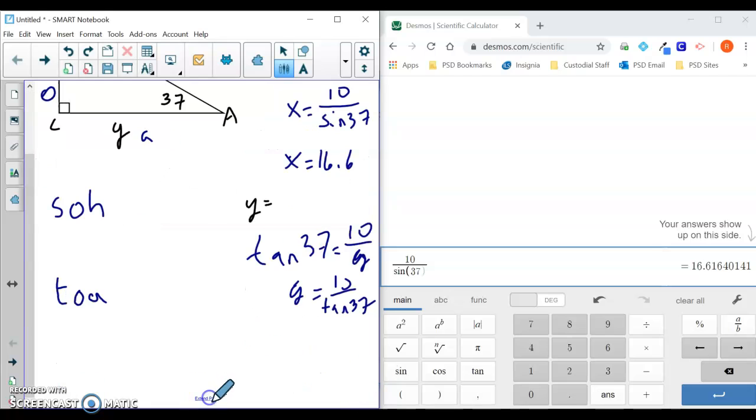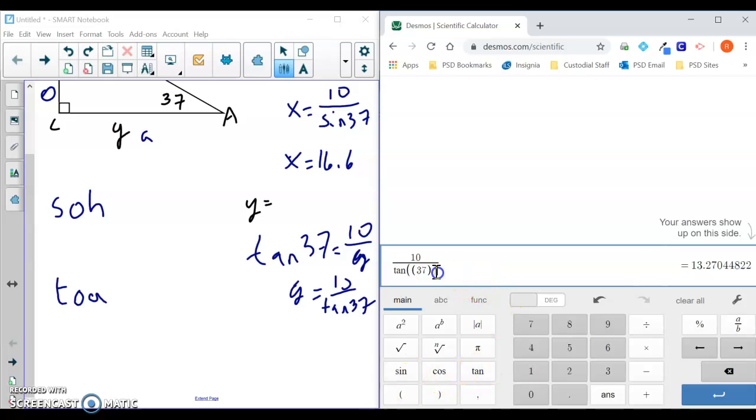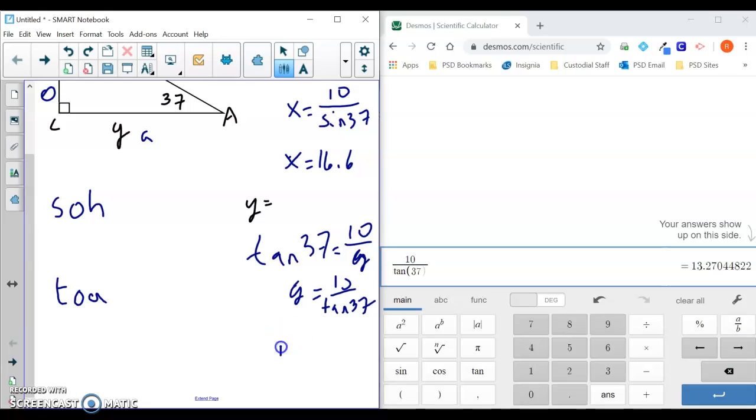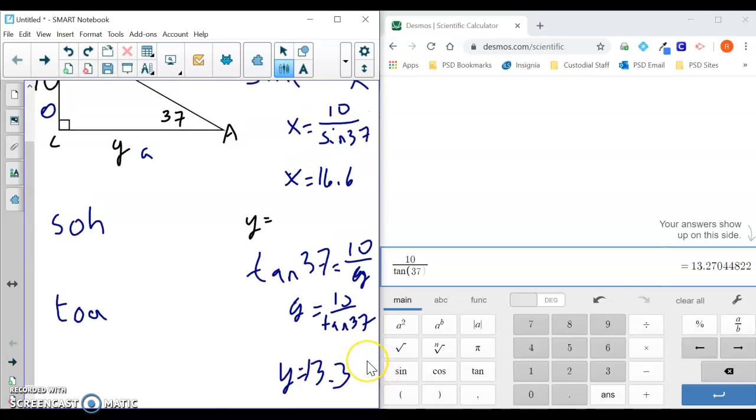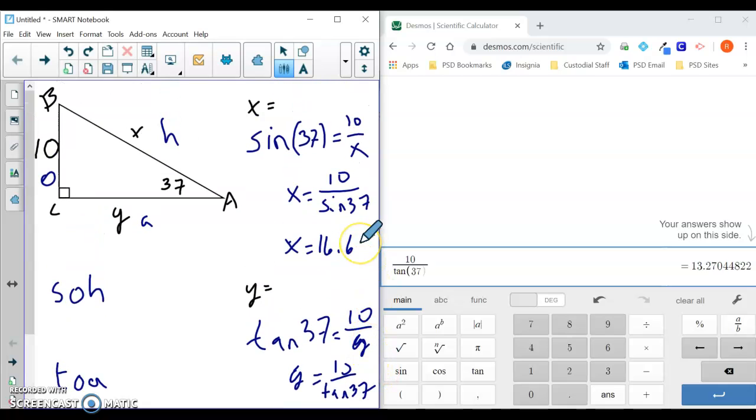Trying to fit all that in. And I can come over here and really I could just change this to tangent, and make sure I have my parentheses. I get 13.27, which is going to be y equals 13.3. And notice how it's shorter still than the hypotenuse, so that's good.